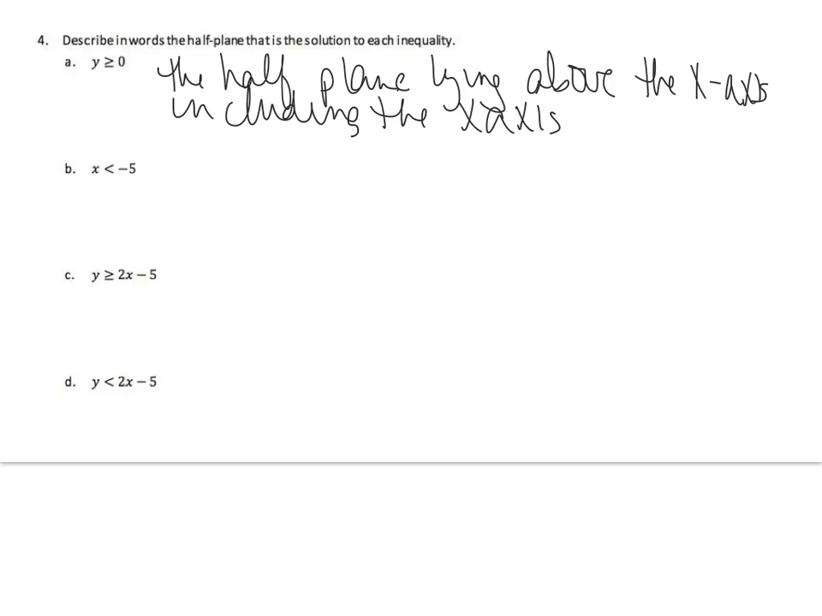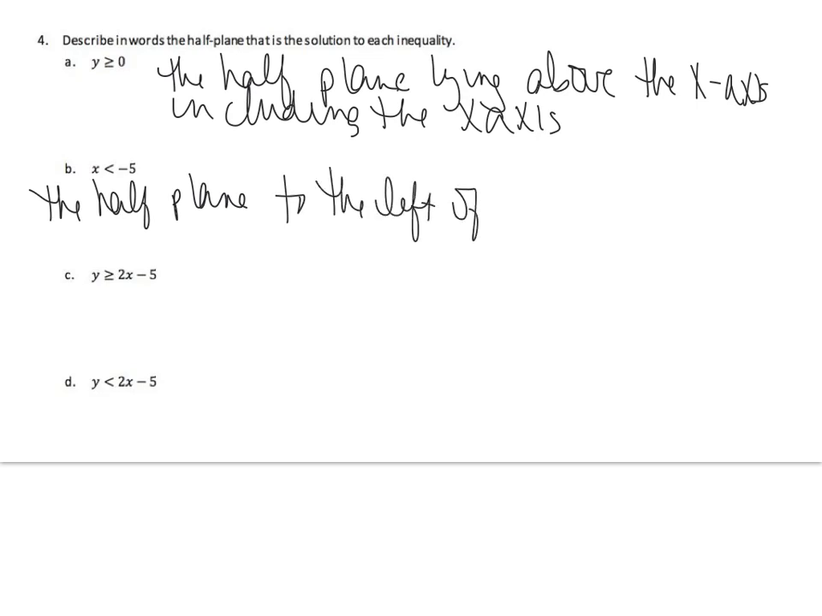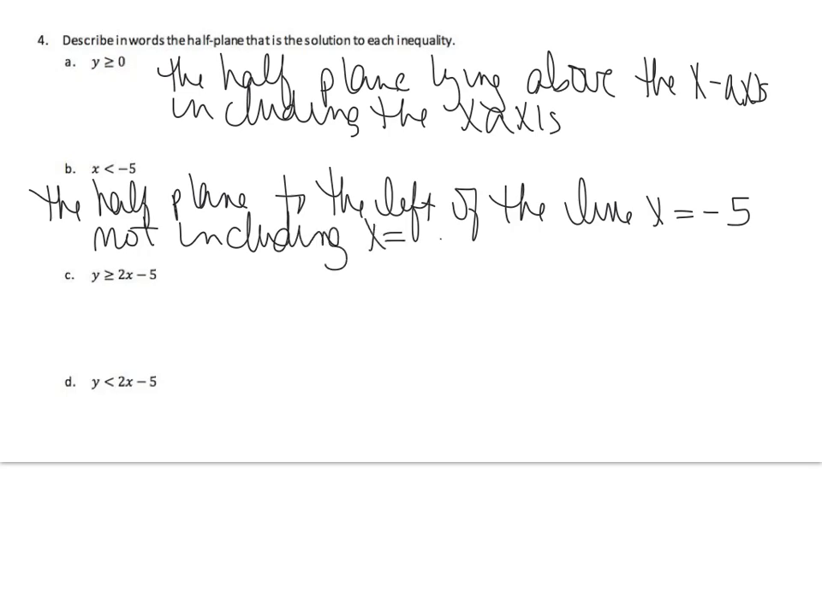The next one would be the half plane to the left of the line x equals negative 5, not including the line x equals negative 5. That would be that dashed line, okay? That would be a dashed line.